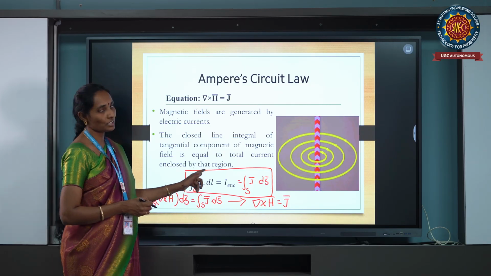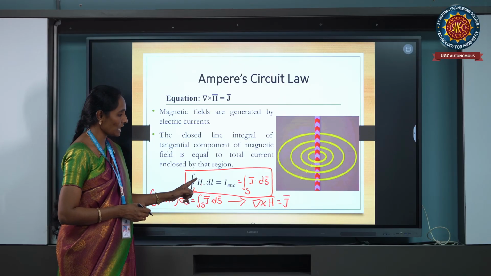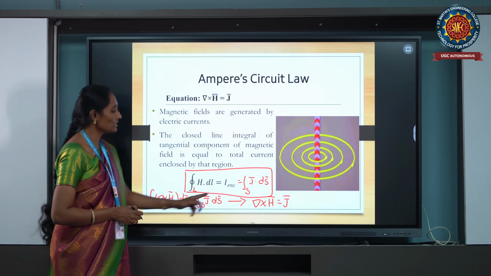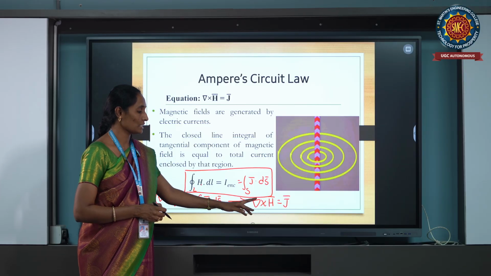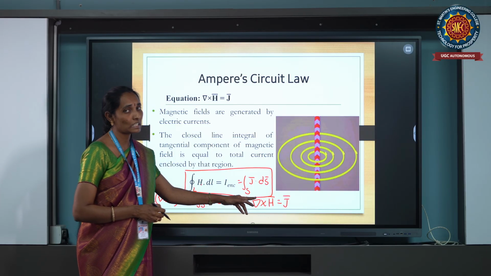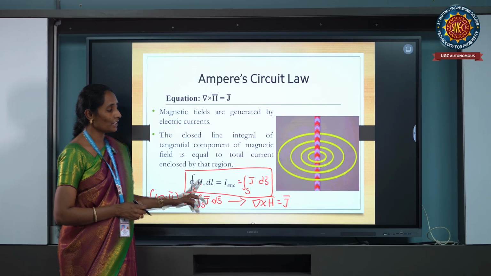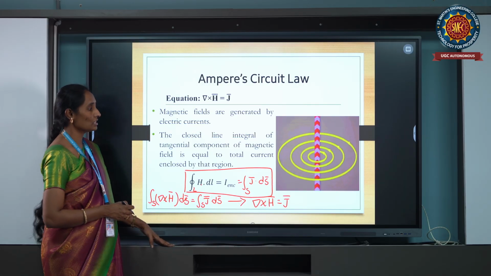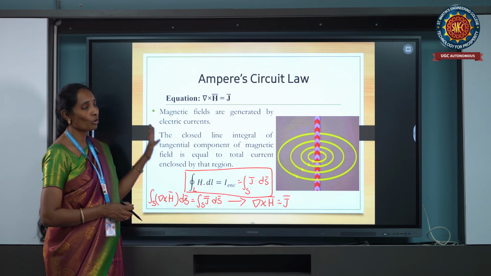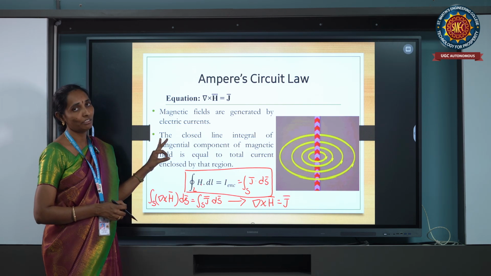The above equation is the integral form of Maxwell's fourth equation, and this is the differential form of the Maxwell equation. Differential form means del is the differentiation operator, so that's why this form is called the differential form of Maxwell's equation. So these are the four Maxwell equations in static fields.